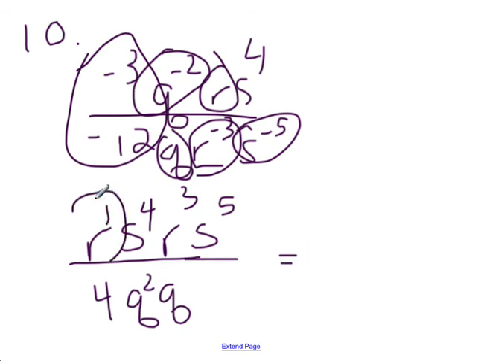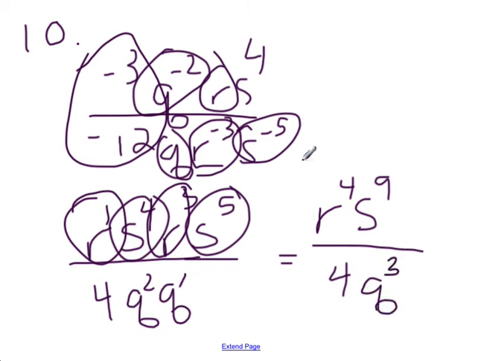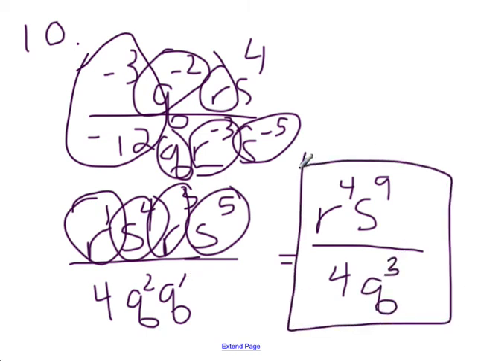So r to the 1st can combine with r cubed. And we do that by adding the exponents, so I end up getting r to the 4th power. S to the 4th can be combined with s to the 5th, multiplying like bases. We're going to add the exponents and get s to the 9th, and then divided by 4. Q squared times q to the first, add those exponents, and you get q cubed. So this right here is your final answer.